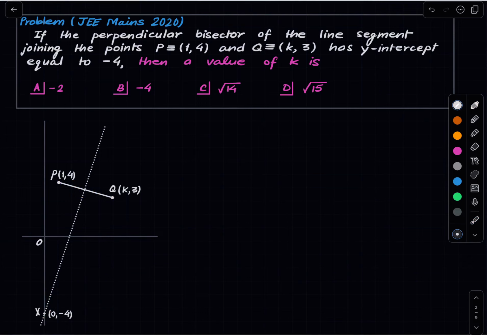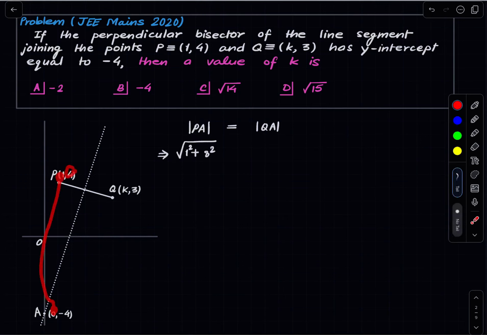Let's call this point x. X is a bad idea. Let's call this a. So we are just using the fact that the length of PA is equal to the length of QA, which implies 1 square plus 8 square root. So what's going on? 1 minus 0 is 1 and 4 minus -4 is 8.